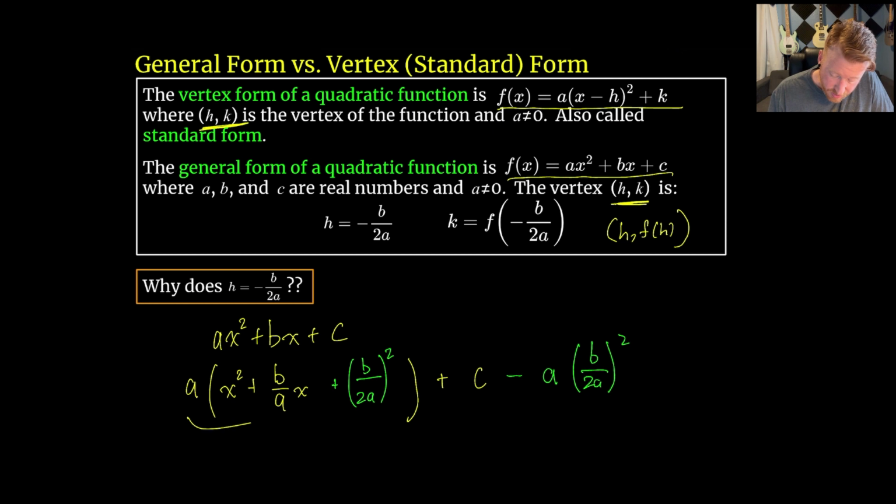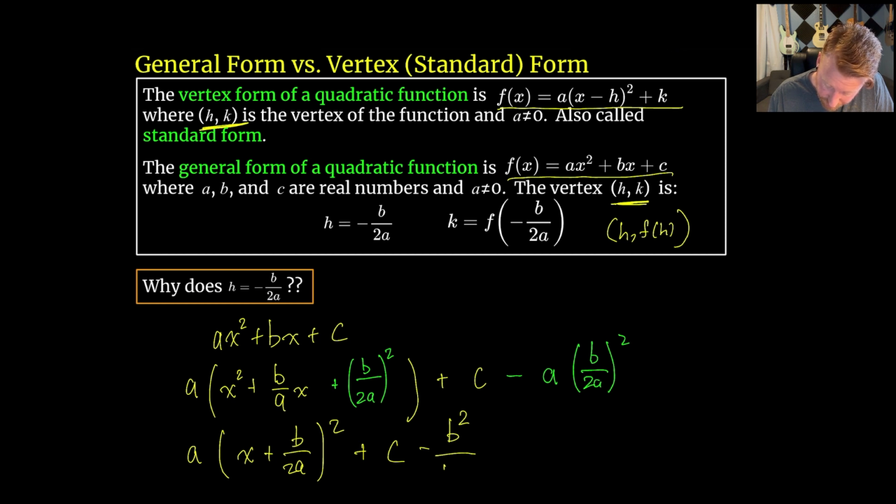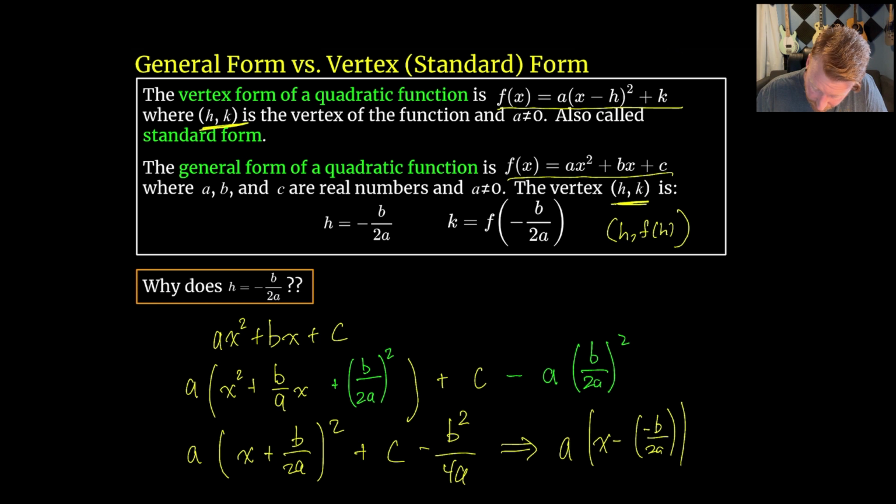Okay, and now focusing on completing the square on mostly just this front portion here, we're going to get a times x plus b over 2a all being squared. And then we've got this portion at the back end, which is going to end up being c minus b squared over 4a. You can check my algebra on that if you'd like, but that is what we get, which means that I could rewrite this as a times x minus negative b over 2a, to really force this into the form that we want, plus c minus b squared over 4a.